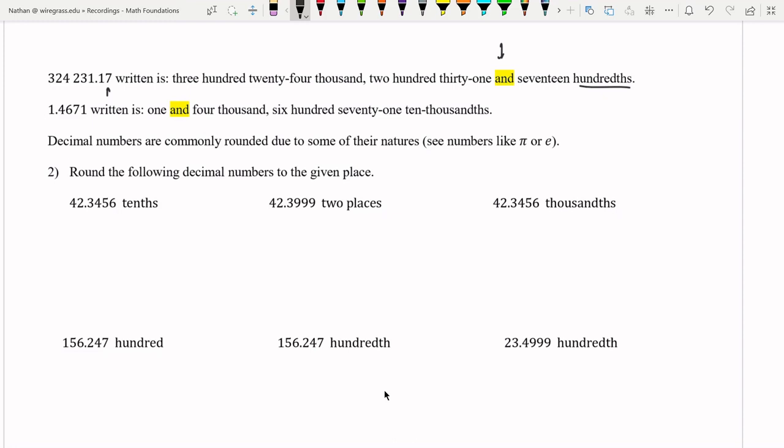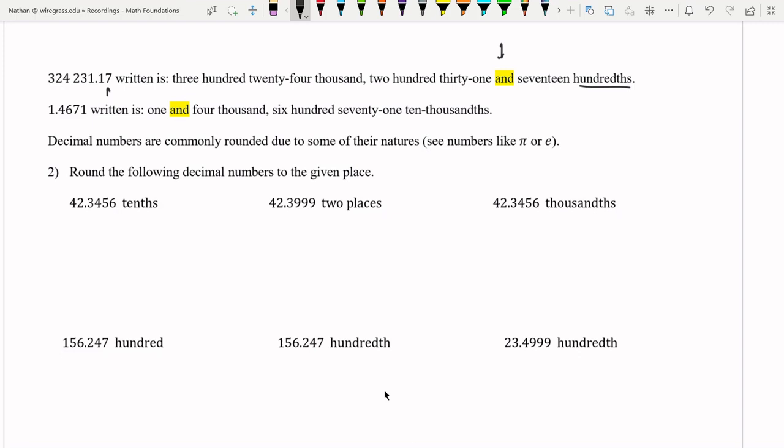All right, decimal numbers, because of their nature, some decimal numbers will continue indefinitely. See numbers like pi or e. Because of that, we really do want to round when we work with decimal numbers. Not every decimal number needs to be rounded, but a lot of them will want to be rounded because they're going to continue on to many places, and it's just too unwieldy like that. So rounding is very valid.